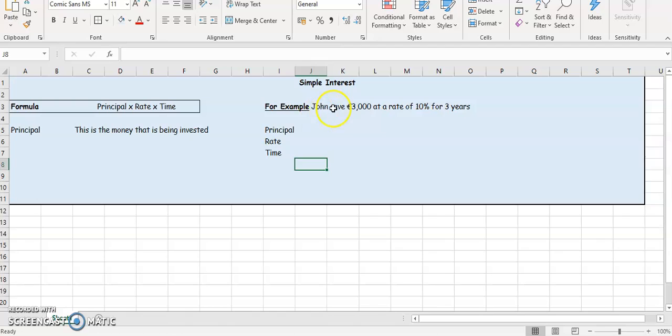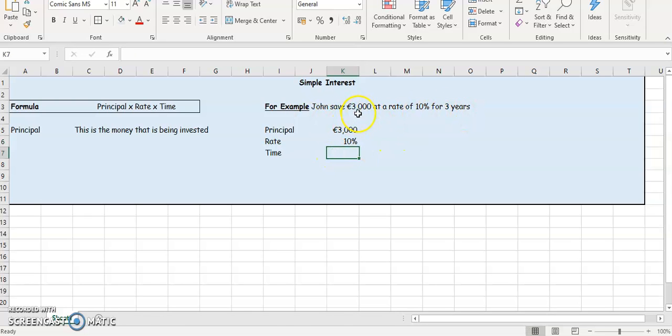So from this question, the money that's been invested is 3,000. So your principal is 3,000. The rate then is how much interest he's going to receive each year. So the bank is going to give him a rate. And in this question, the rate is 10%. And the time, how long is he going to save it for?